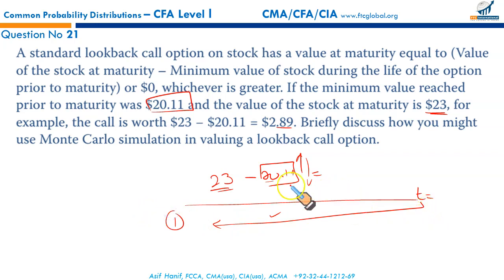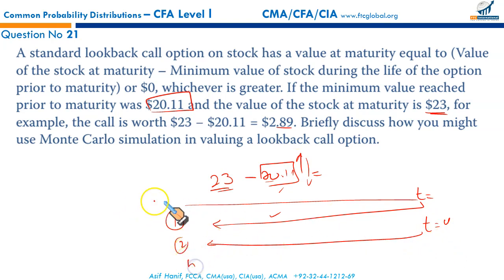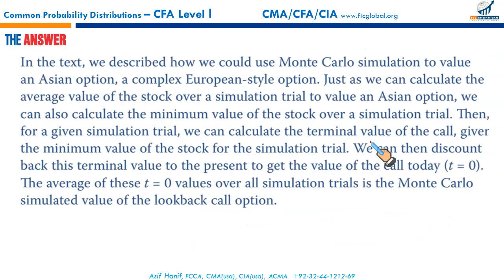Do this again. Calculate the terminal value with a different minimum value of the stock. Whatever the result comes, discount it back to your time 0. Do this repeatedly. Once you do it, many results will be obtained, and simply take the average. The average of these values at T0 over all the simulated trials will give you the simulated value of the look-back call option. Right? It's a textbook extract, shouldn't be in the MCQs, but the curriculum has included this question for the sake of understanding.